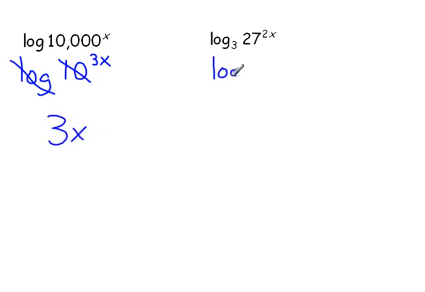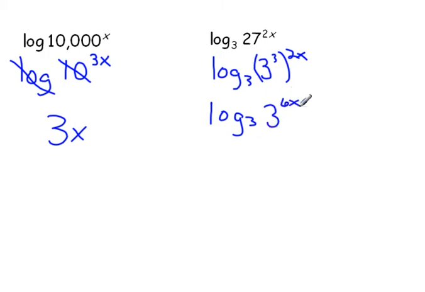Now with this last one, I need these bases to be the same. I've got log base 3. I want the base of this power to be 3, so I'm going to change 27 to 3 cubed, but then that's still to the 2x. Now using my properties of exponents, I'm going to rewrite 3 cubed to the 2x as 3 to the 6x. Now these two will undo each other, leaving me with just 6x.